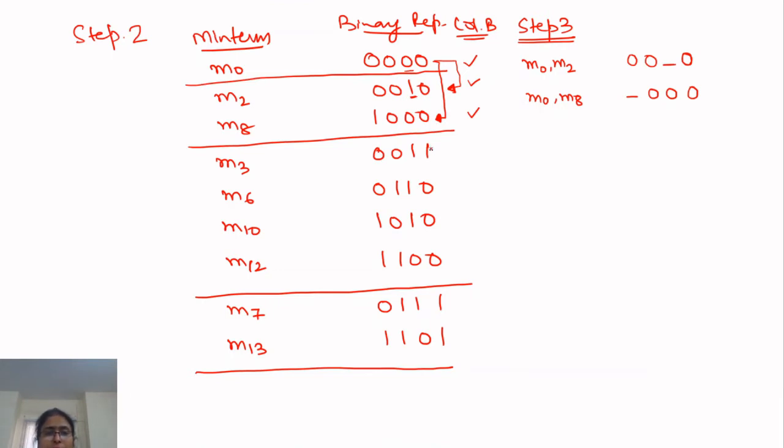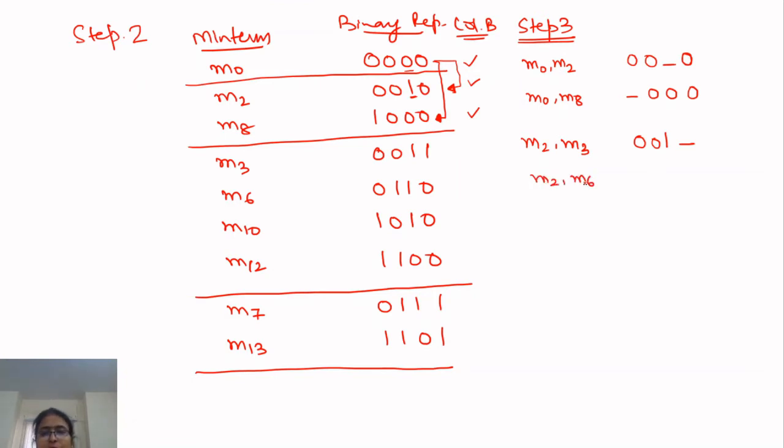2 and 8 are now comparable with 3, 6, 10 and 12 because only one bit difference can be there. Now I am comparing 2 with 3. Yeah, one bit difference is there. So I can say m2, m3, and they are differing by 0 0 1 0. So I can write it as 0 0 1 dash, right? Similarly m2 with m6, 0 1 1 0, yes.